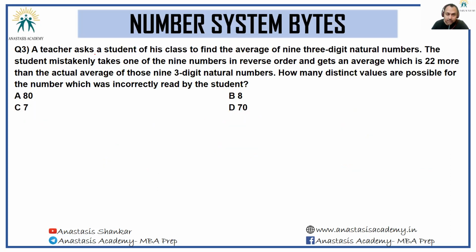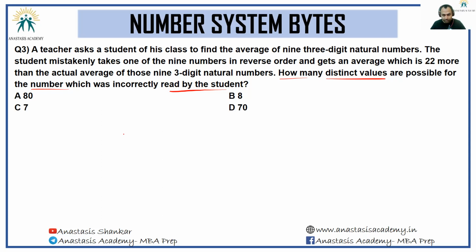Next, a teacher asks a student of his class to find the average of 9 3-digit natural numbers. The student mistakenly takes one of the 9 numbers in reverse order and gets an average which is 22 more than the actual average of those 9 3-digit natural numbers. How many distinct values are possible for the number which was incorrectly read by the student?